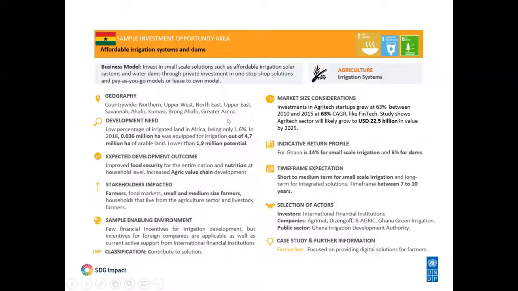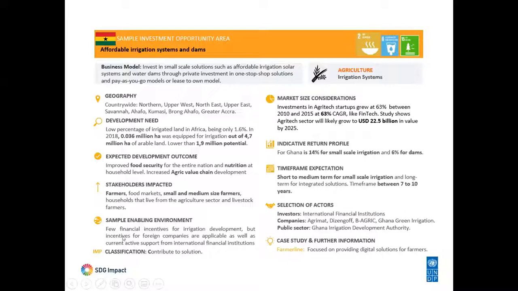And really, why is this the case? Because if you look at the development need, we are talking about Ghana having one of the lowest percentage of irrigated land in Africa, being only about 1.6%. Meanwhile, there's a huge potential of about 1.9 million that investments can actually be channeled to. And if we are able to invest in these areas, we are looking at getting some important development outcomes, improving food security, improving nutrition at the household level, and increasing our agri value chain development, which are very important elements and components of our national budgets. Stakeholders impacted are farmers, food markets, small and medium size farmers, and then the enabling environment.